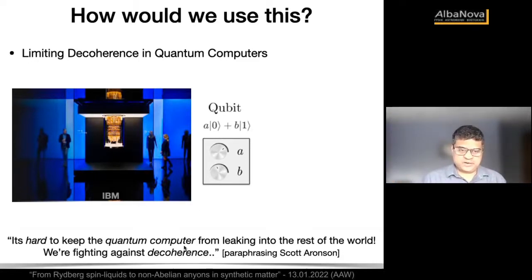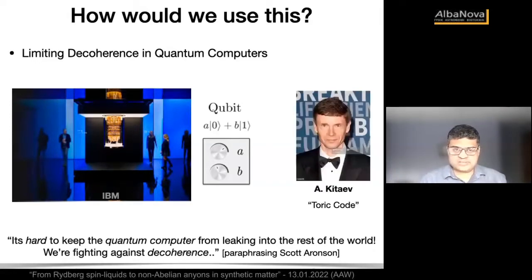So this is sort of very nicely said by Scott Aaronson. The problem with quantum computers as opposed to classical computers, of course you have errors in both, but in this particular case, your computer is really leaking into the rest of the world, and that's really what decoherence is, and that's what makes this whole program so challenging.